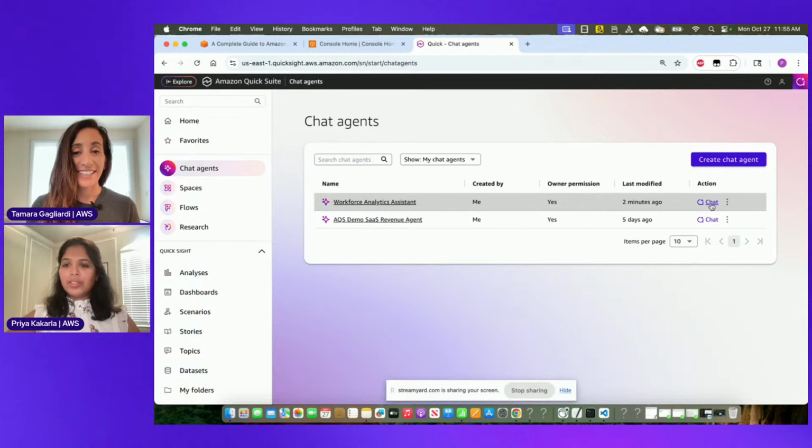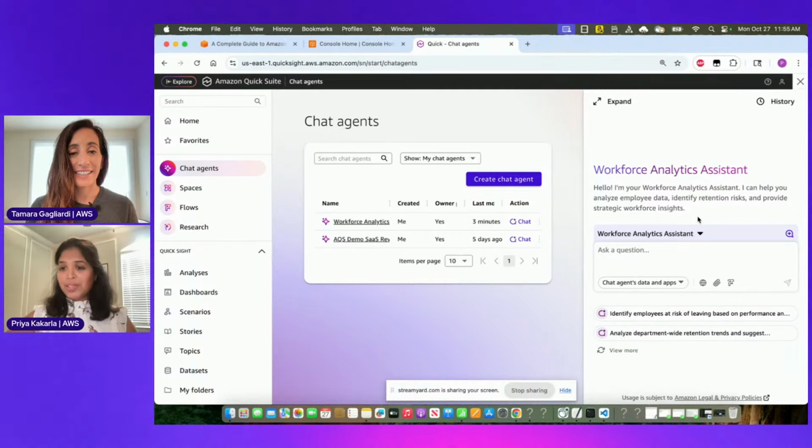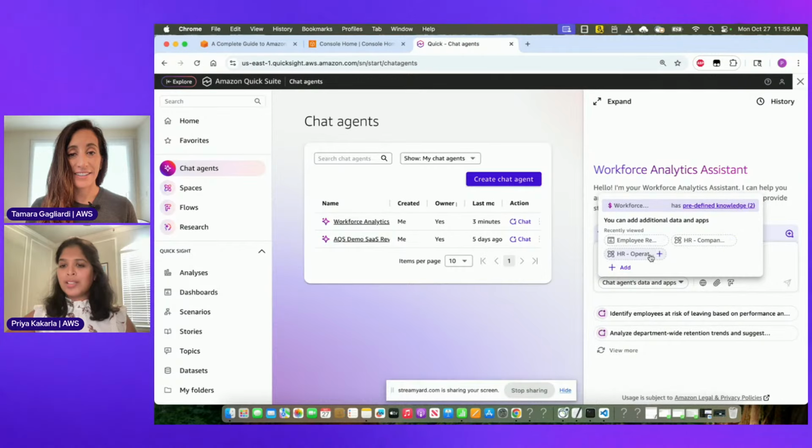And when I click on the chat here, it brings up the chat agent that we just created, the workforce analytics assistant, and it also has the message which we could customize during the generation of this chat agent. And if you click on this here, it is pointing to all the resources that I asked to point into the space.